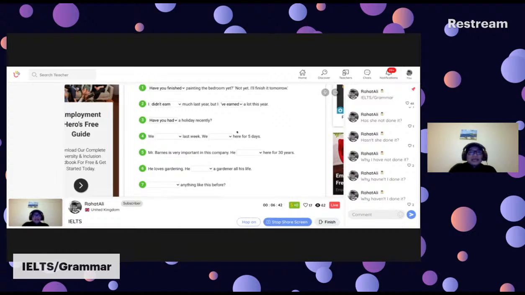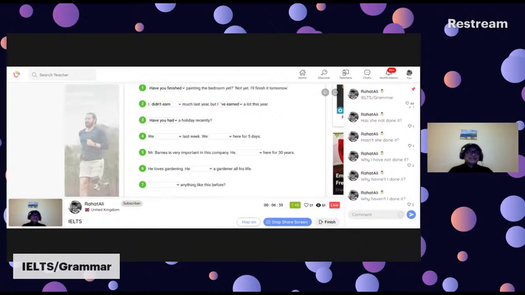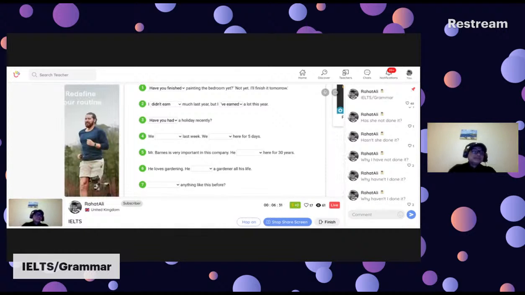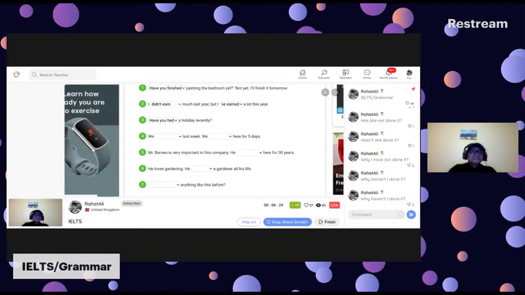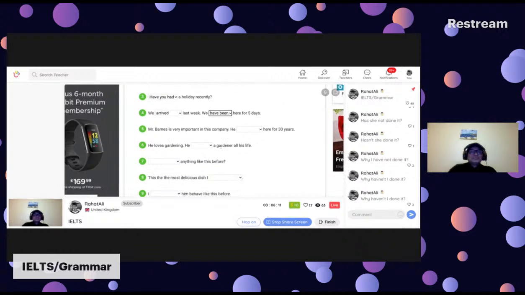All right, and the next one is, we dash last week. Look, again the signal word last. I'm sure you know which one is the correct answer. We have arrived, or we arrived. Definitely past simple. We arrived last week. Then second sentence, we dash here for 5 days. So 5 days means up to now 5 days. Remember that. So we have been. That's the correct form.